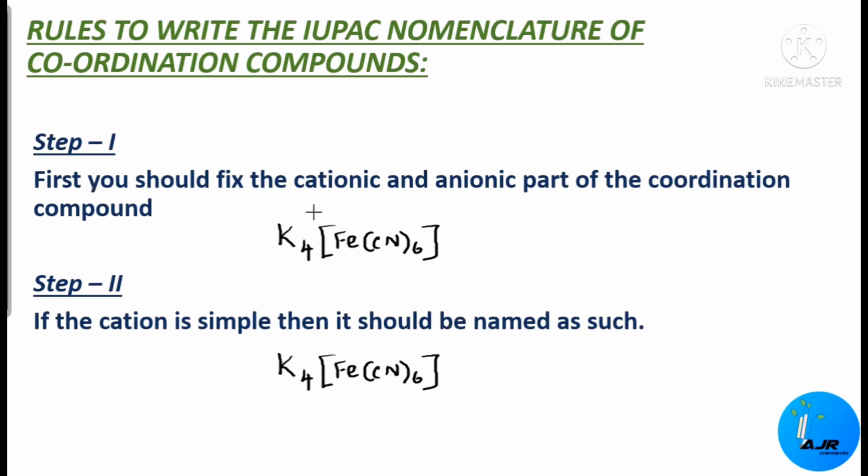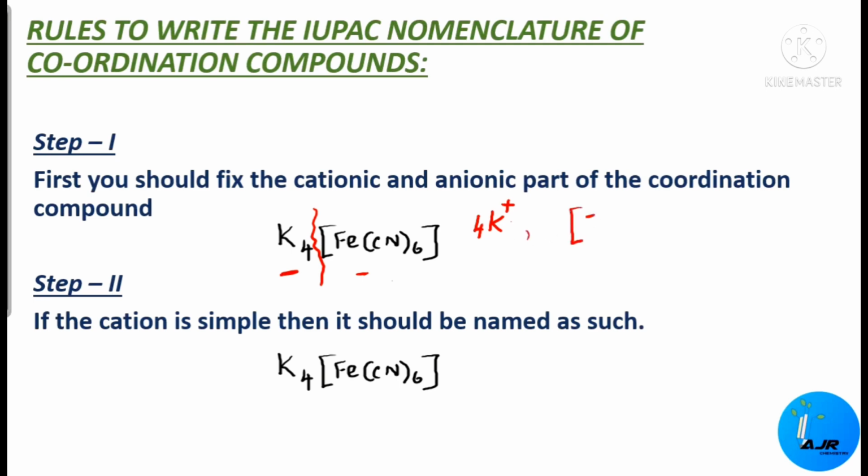Let me divide this. Always in a coordination compound, the first part will be the cationic part and the next part will be the anionic part. Now I'm going to write how to write it. K4, potassium, you know? So 4K plus. It's the cationic part, as I told you. The next one will be the anionic part.